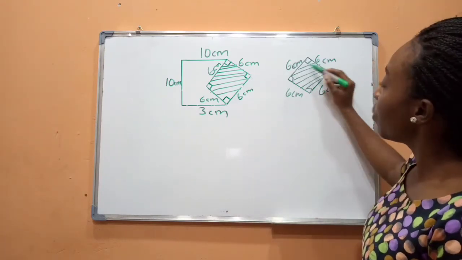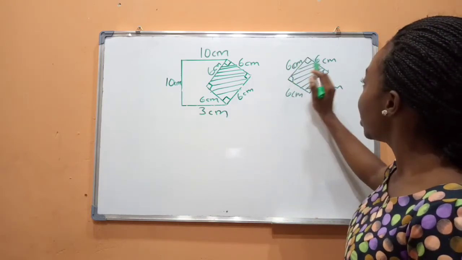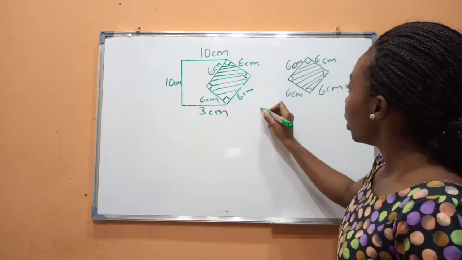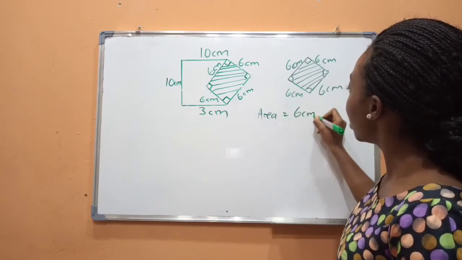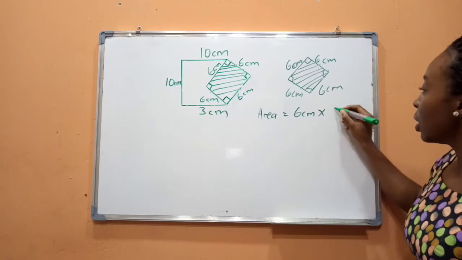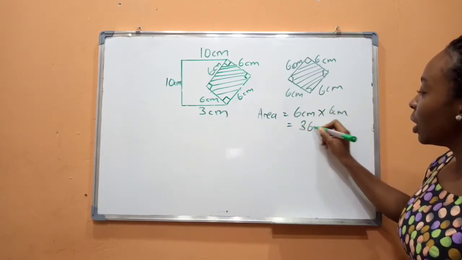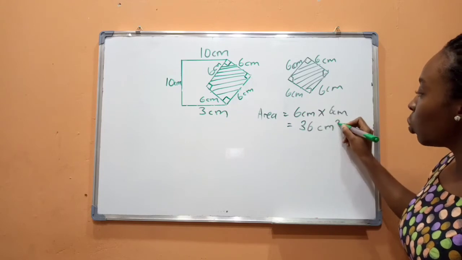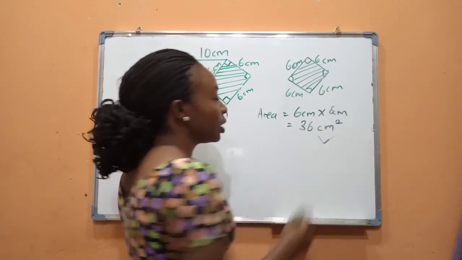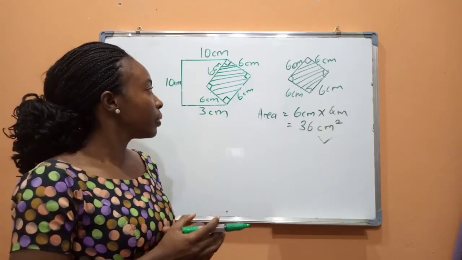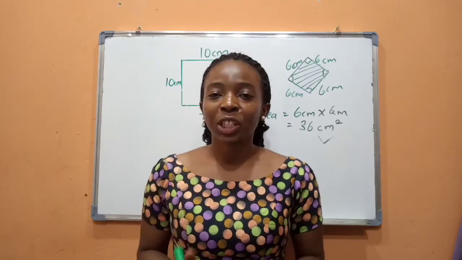This is because we have a square. And remember, the area for finding a square is length times length. So the area will be equals to 6 centimeter times 6 centimeter, which is equals to 36 centimeter square. Area of the shaded part is 36 centimeters square. So this is it on finding the area of the shaded portion.